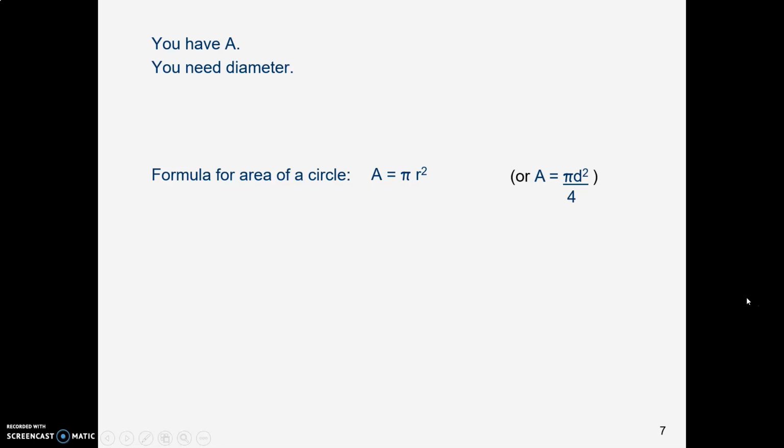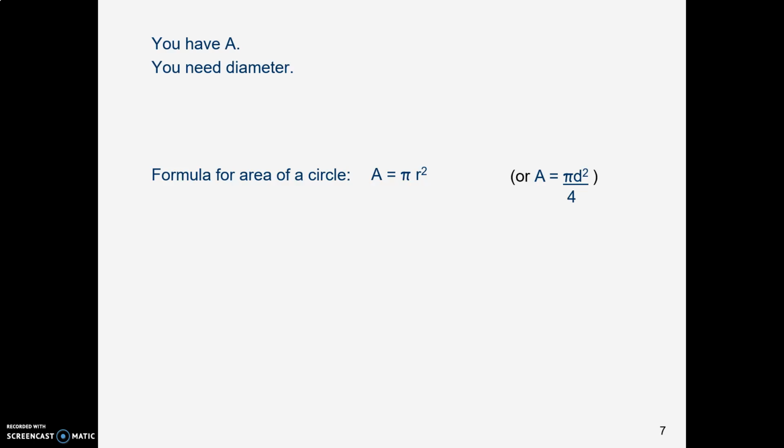Okay, so anyhow, you just found the area, and what you need is the diameter, because let's say you're writing out a parts list for this marquee, and you need to write down what size of round rod you need to go order. So you have the area, you need the diameter.